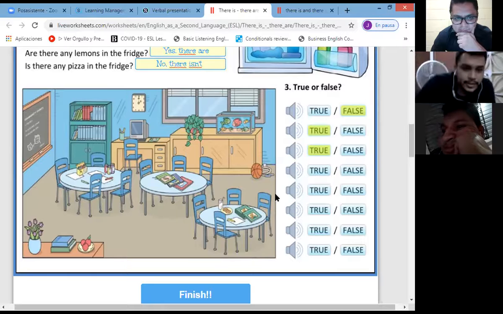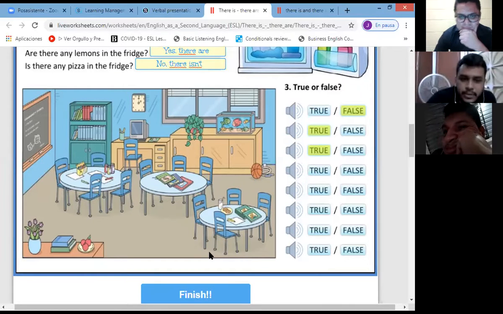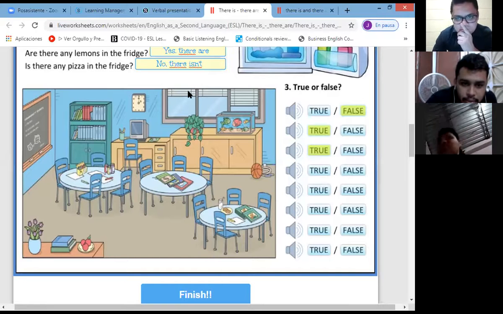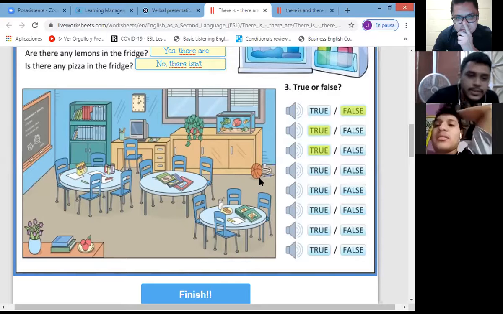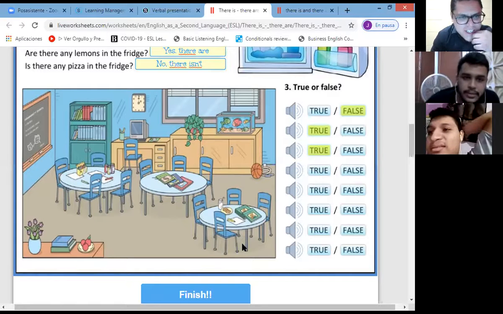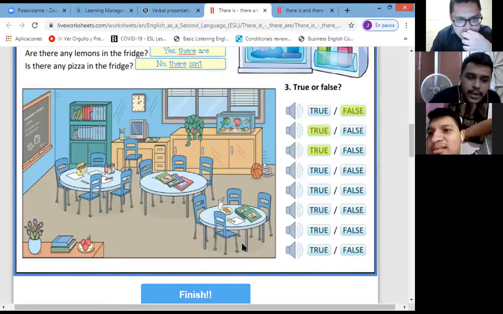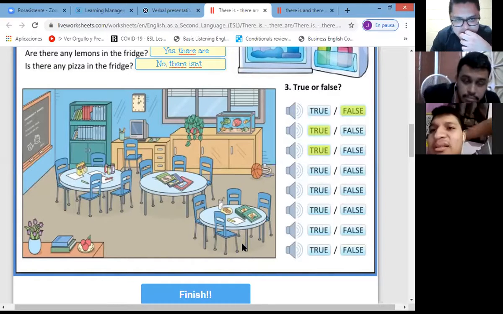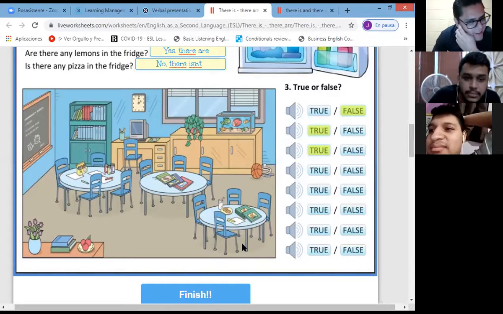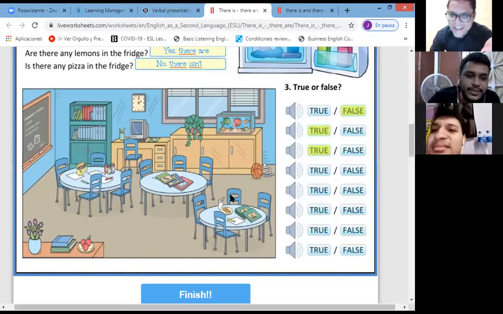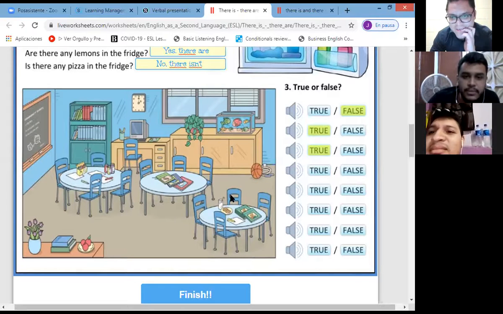There are 13 chairs in the classroom. False. How many chairs are there? There are 11 chairs. 2, 4, 6, 8, 10, 12. Oh, 11 or 12? 12. Sorry, 12. Okay, there are 12 chairs still in the classroom, but this is false, right? It's false.